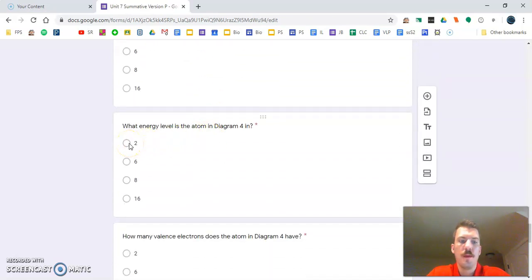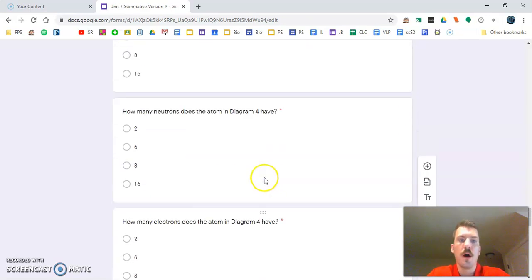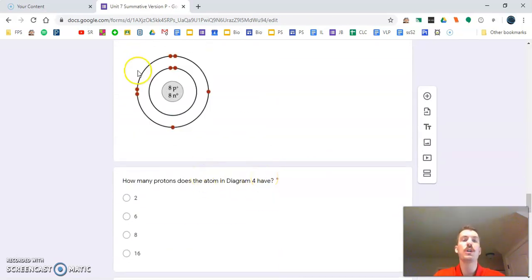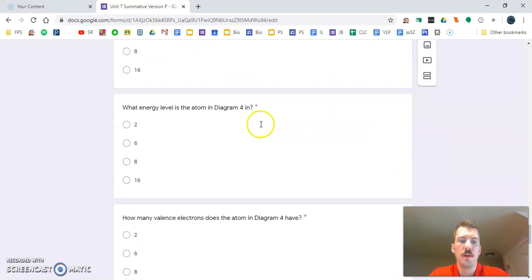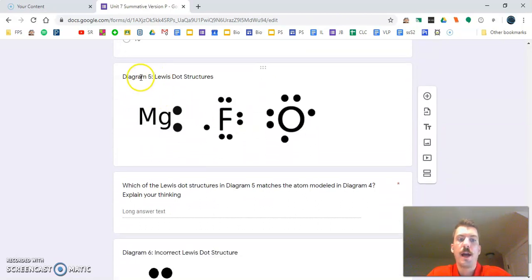Lastly, how many valence electrons does the atom in diagram 4 have? This is different from total electrons. All we have to do is look at the outer shell. How many are in the outer shell? Well, the outer shell has 1, 2, 3, 4, 5, 6 valence electrons. Moving on to diagram 5, Lewis dot structures.